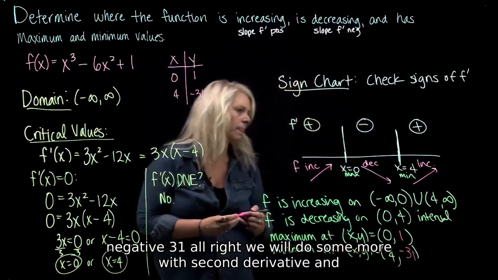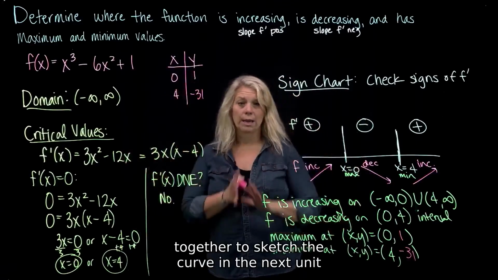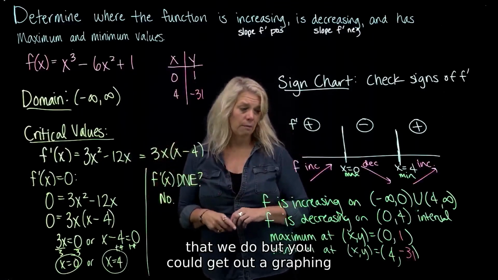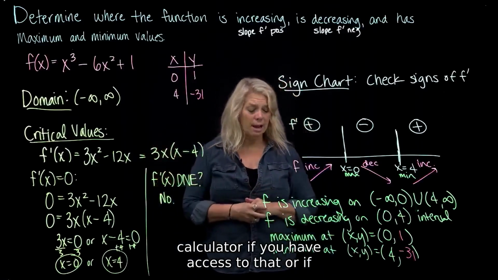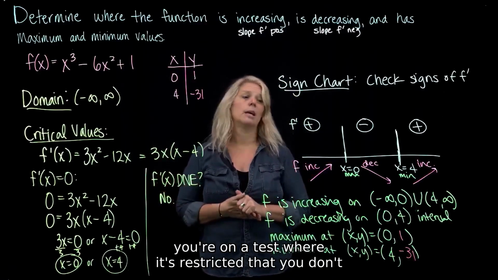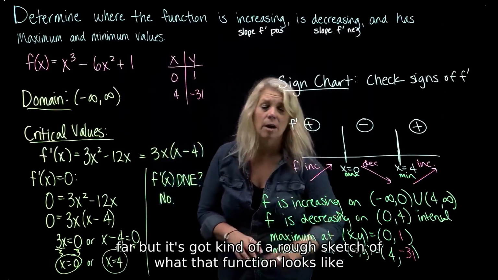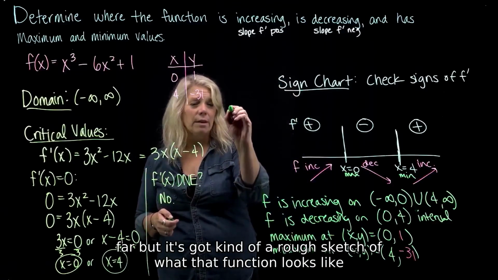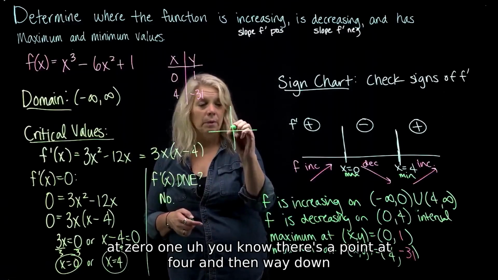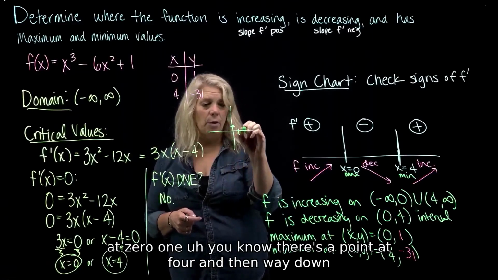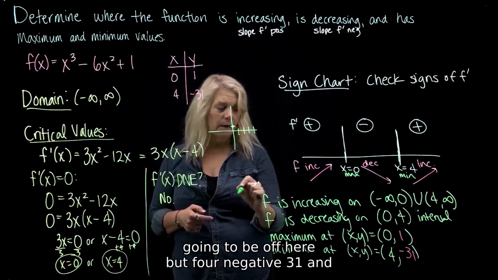All right, we will do some more with the second derivative and kind of putting it all together to sketch the curve in the next unit that we do. But you could get out a graphing calculator if you have access to that, or if you're on a test where it's restricted and you don't have a calculator, you would just have to have faith that you've done this work correctly so far. But you've got kind of a rough sketch of what that function looks like. You know there's a point at (0, 1). You know there's a point at x equals 4, and then way down here at negative 31, my scale's going to be off here, but (4, negative 31).